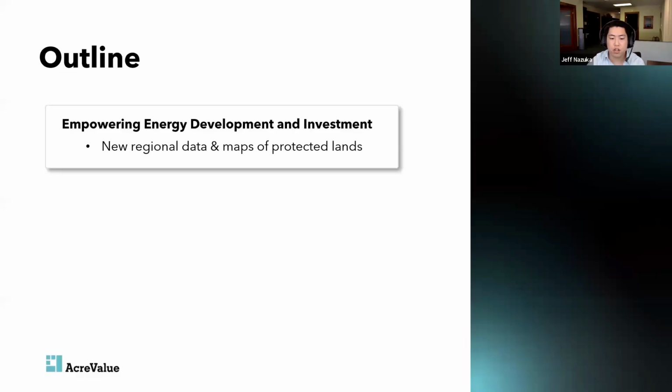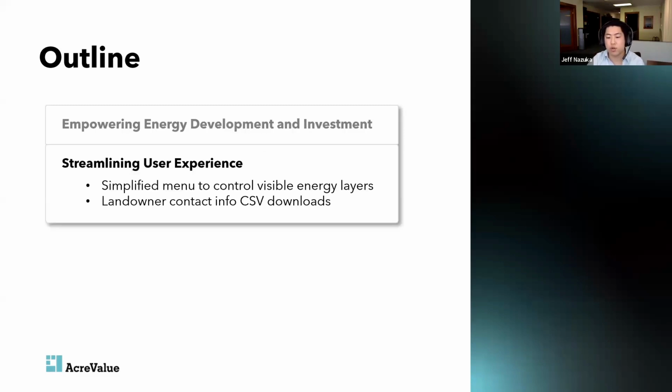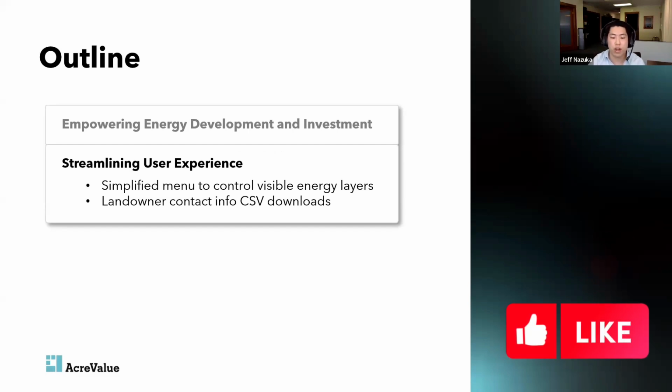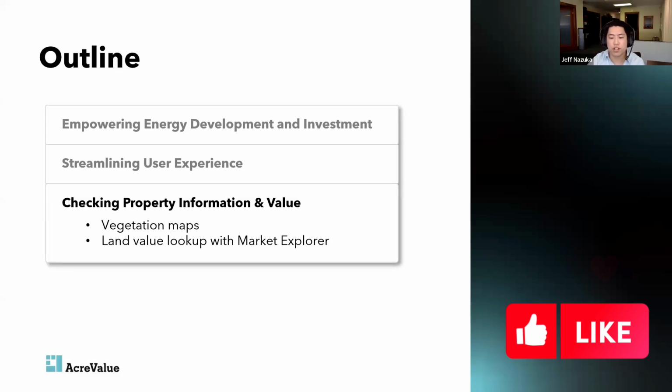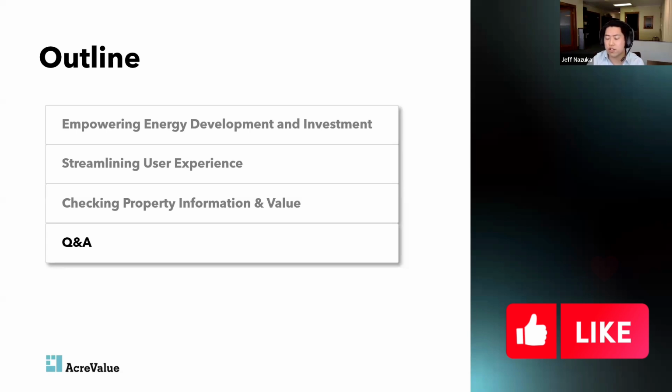More specifically, we'll be talking about empowering energy development and investment through the addition of new regional energy and utility data, as well as maps of protected lands and easements. We'll also be talking about user experience upgrades in the form of a new energy data control menu and the ability to export landowner contact search results into CSV spreadsheets. And then finally, we'll cover how the new vegetation maps and market explorer tools help folks make data-driven decisions when it comes to their land. So let's go ahead and get started. Oh, we also do have a Q&A at the end too.